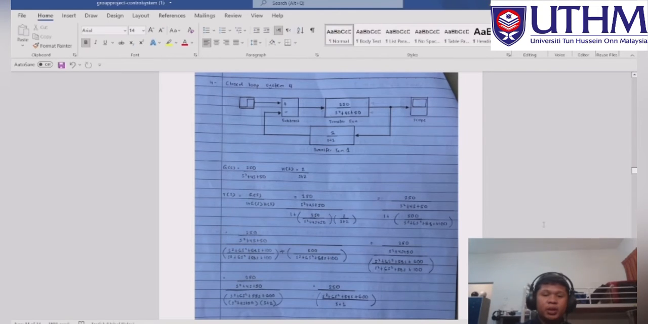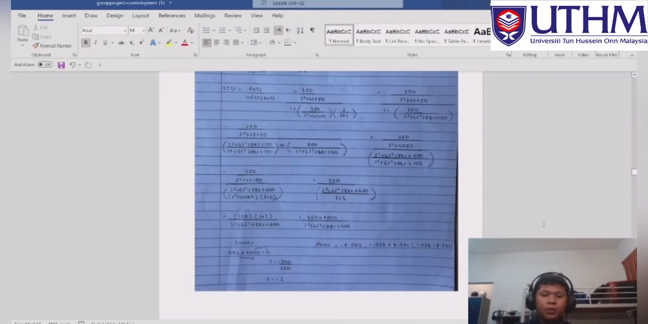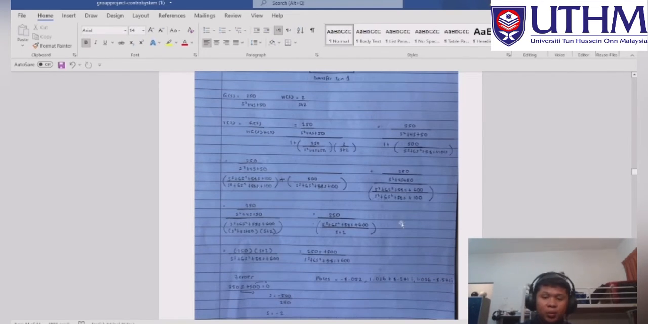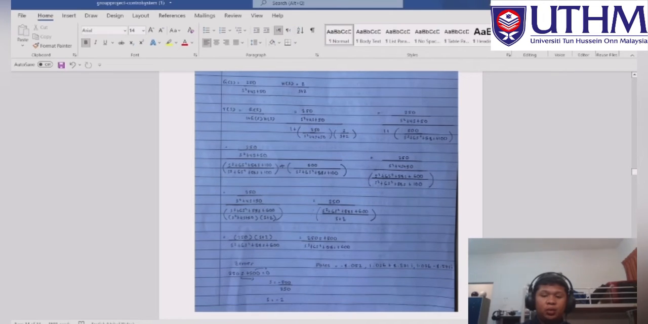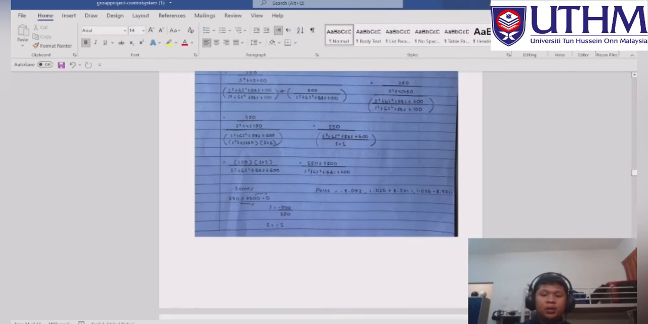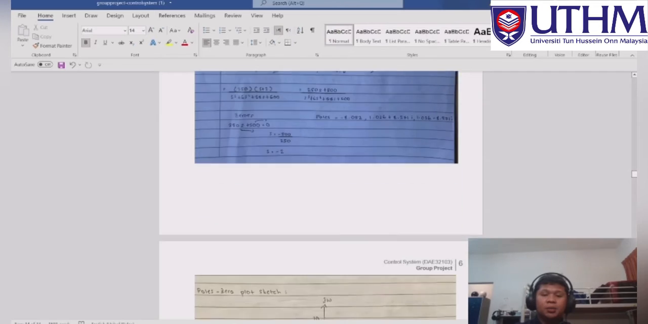For the last closed loop system, after doing some calculations, we find out that S is equal to negative 2. So the poles are negative 8.052 and negative 1.026, positive 8.571i and negative 1.026, negative 8.571i.